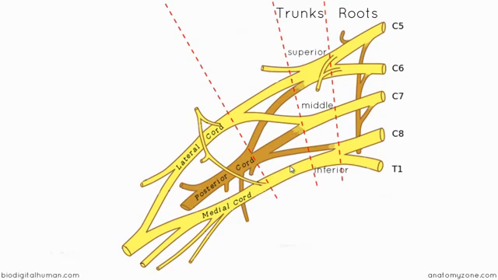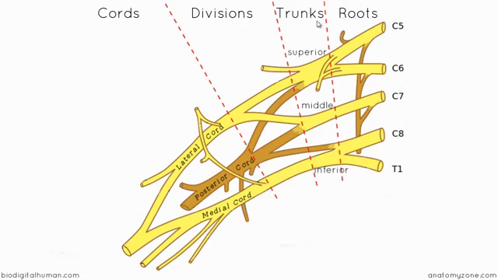Next, each trunk gives rise to an anterior and a posterior division. So the superior trunk has an anterior and a posterior division, the middle trunk has an anterior and posterior division, and so does the inferior trunk. And then these divisions give rise to chords. You've got the lateral chord, the posterior chord, and the medial chord.